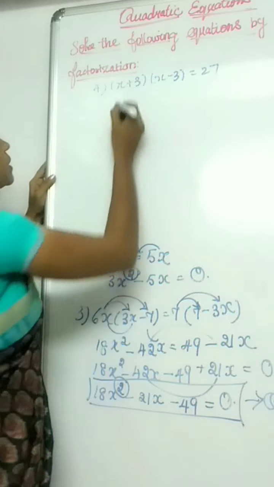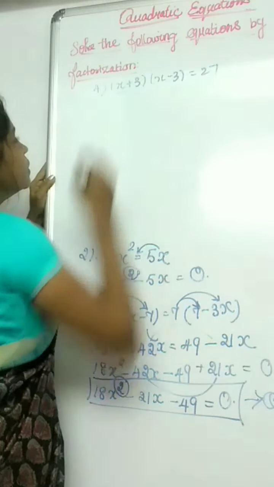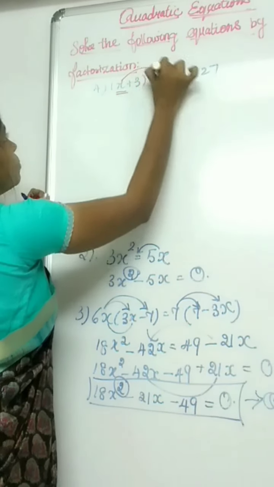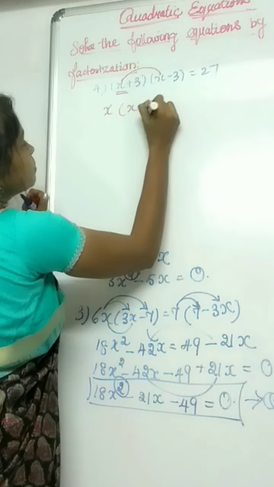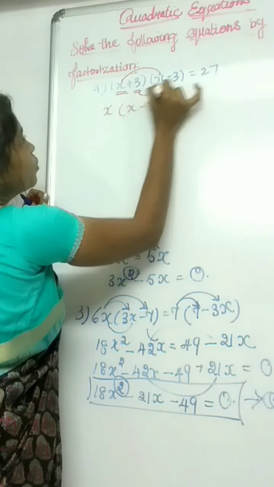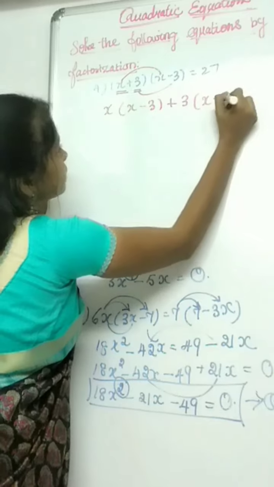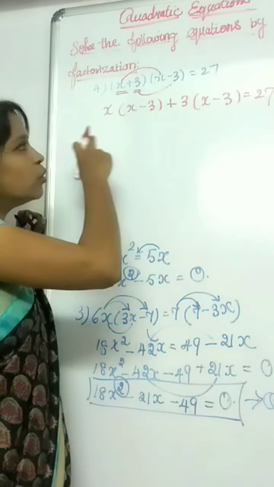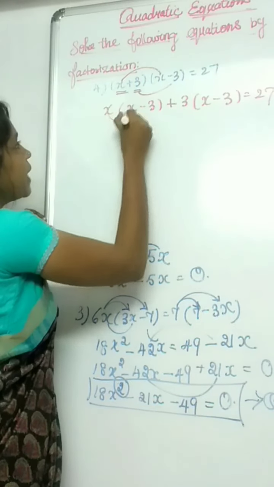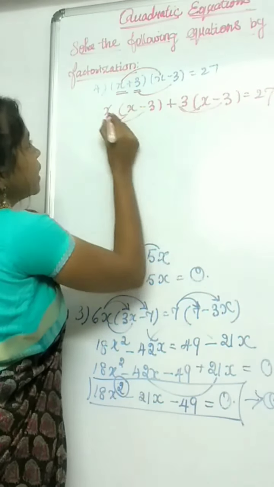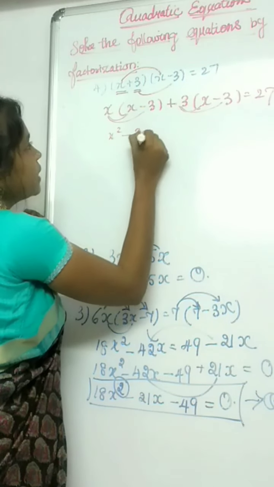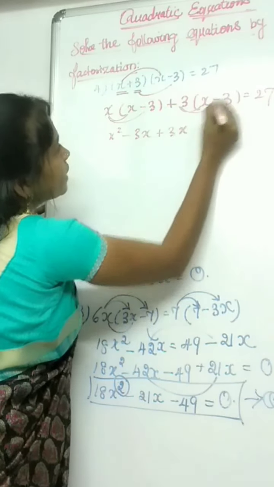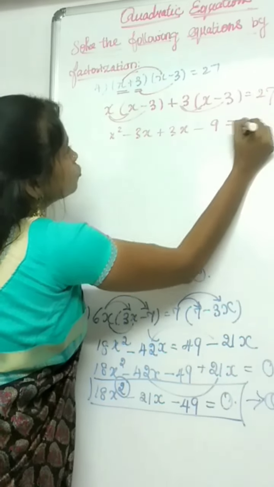Multiplication in the sense that the first term we have to multiply with the whole bracket, and the second term we have to multiply as well. Yes, first x I have to multiply with x minus 3, the whole, and the second term you have to multiply the whole. 3 into x minus 3 is equal to 27. And then I want to remove the bracket. Removing the bracket, I multiply the factors inside. x into x, x square, minus 3x. And then 3 into x, 3x, plus 3 into minus 3, minus 9, is equal to 27.